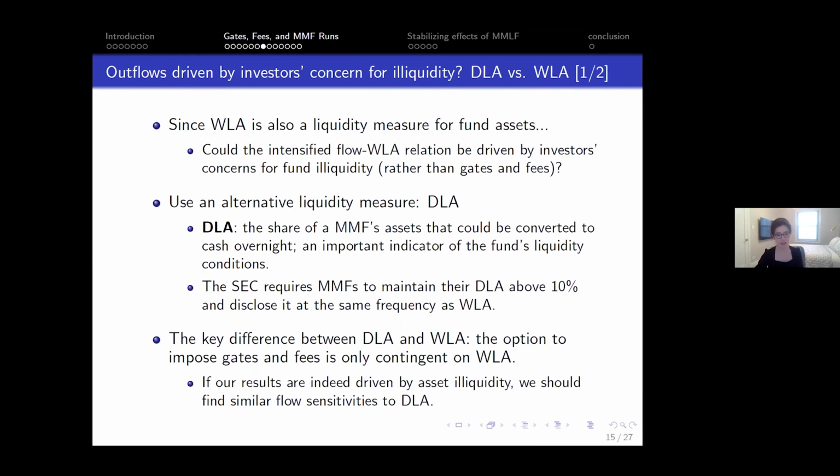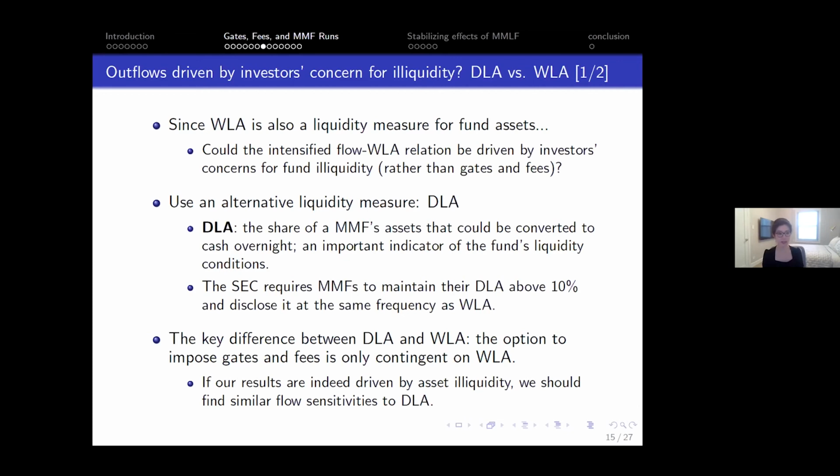Okay, a key concern that we need to address in the paper is that WLA, by definition, is weekly liquid assets. That means assets that mature within 1 week or can be converted to cash within 1 week. It is, by definition, a liquidity measure for fund assets. So could the intensified flow-WLA relationship be driven by investors' concerns for fund illiquidity rather than the fear of gates and fees? To address this concern, we use an alternative liquidity measure, namely DLA, or daily liquid assets. That's the share of a money market fund's assets that could be converted to cash overnight. It is an important indicator of the fund's liquidity condition. In fact, the SEC requires money market funds to maintain their DLA above 10% and disclose it at the same frequency as WLA on their websites.